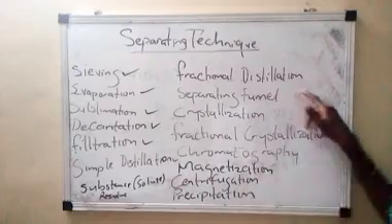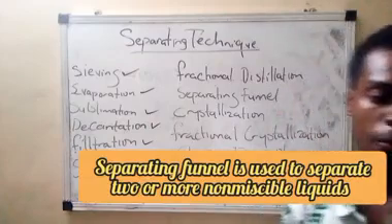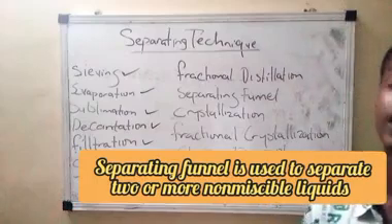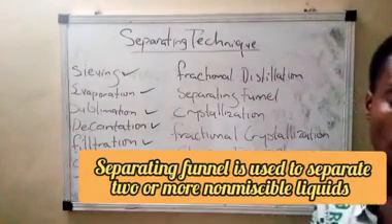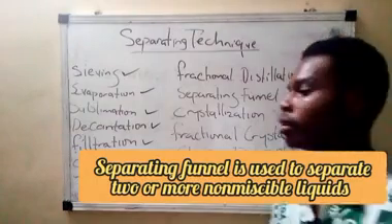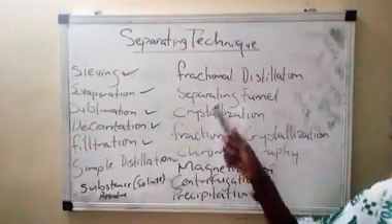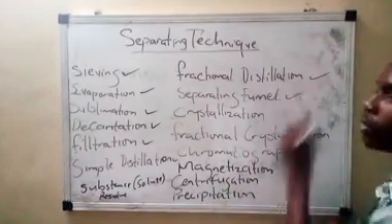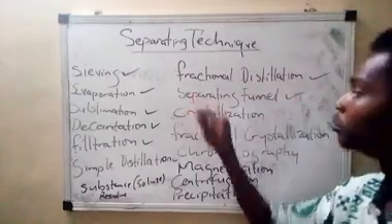Now, under the same filtration, we will enter separating funnel. Now, separating funnel is used to separate two or more non-miscible liquids. This one far apart, this one close together, this one non-miscible liquids.